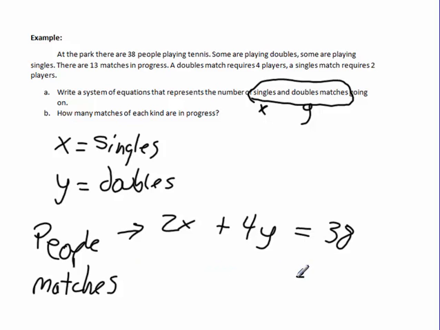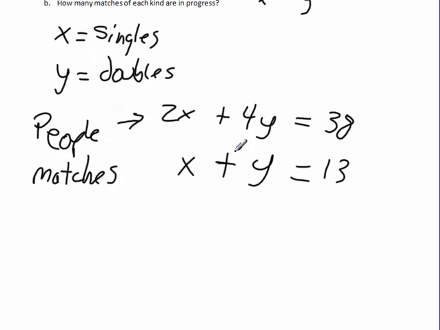Now, we can do this in total number of matches as well. So we know there are 13 matches in progress. If I simply add the number of singles matches and the number of doubles matches, I will get 13. So here I have x plus y equals 13. And here we could solve this pretty quickly. I'm going to use elimination.